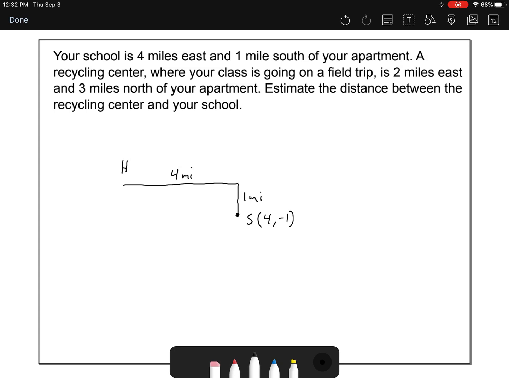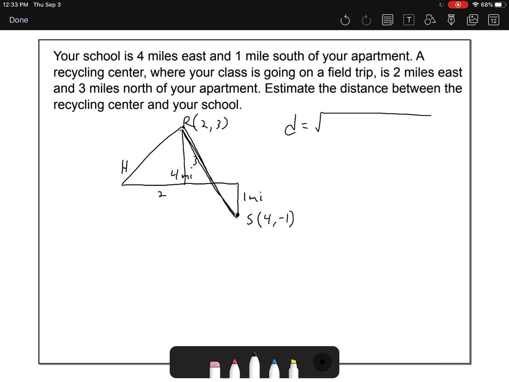A recycling center where your class is going on a field trip is 2 miles east and 3 miles north of your apartment. So that's going to be up there. So 2 and 3. So this point is 2, 3, and this is your recycling center. So we're supposed to estimate the distance between the recycling center and your school, which is right here.